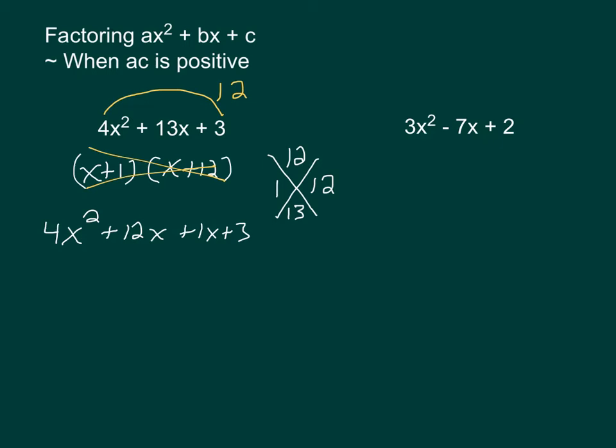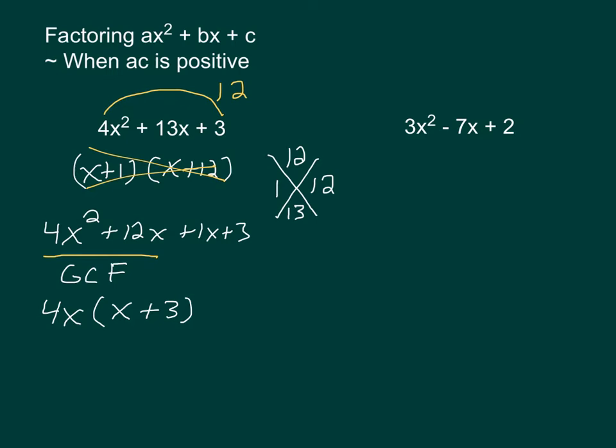Now here's where it gets a little tricky. You have to look at your first two terms, the 4x squared and the 12x, and say between the two of them, what is their greatest common factor? That's what we're looking for here. The greatest common factor of 4x squared and 12x is 4x. And then that would leave in parentheses an x plus 3. That's just from that first part.